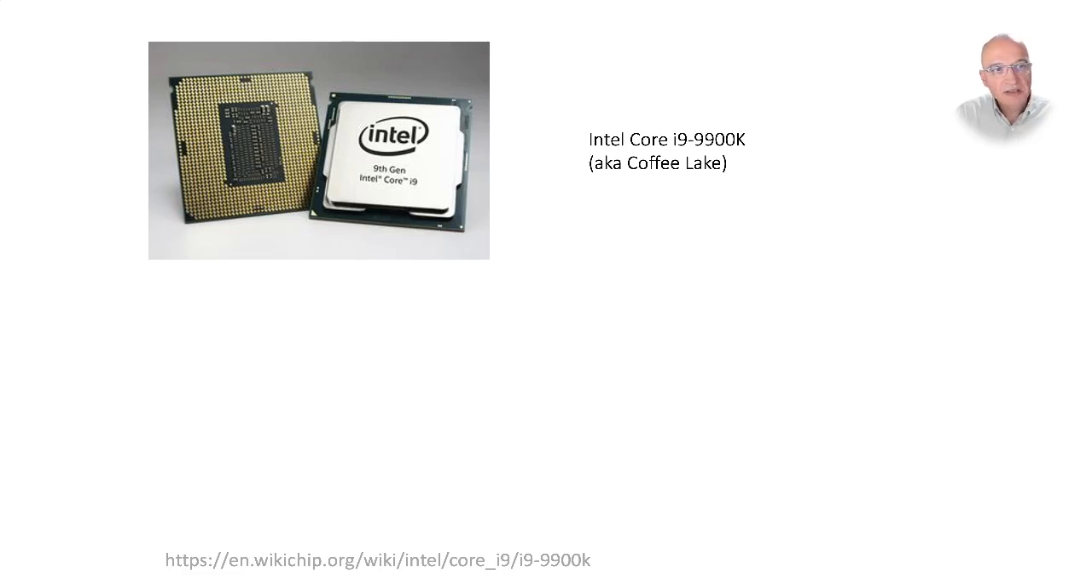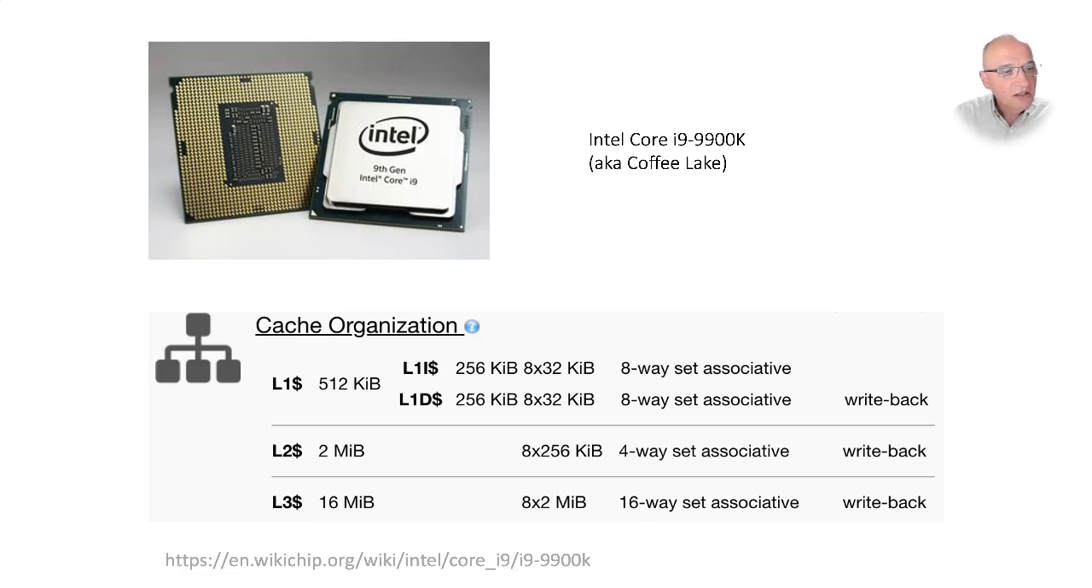Another example is the Intel Core i9 9900K, the Coffee Lake processor from Intel. This processor has an L1 instruction cache of 256 kilobytes and the Dcache also 256 kilobytes, and they are 8-way set associative. The L2 cache is 4-way set associative, and the L3 cache is 16-way set associative.